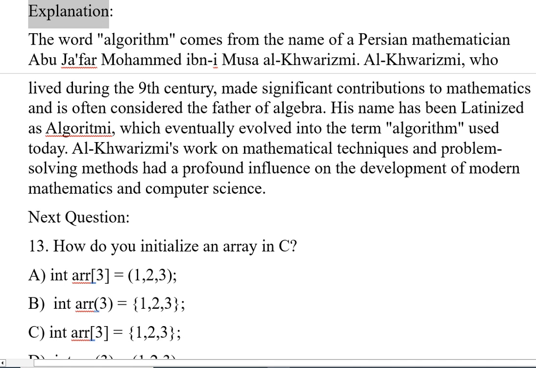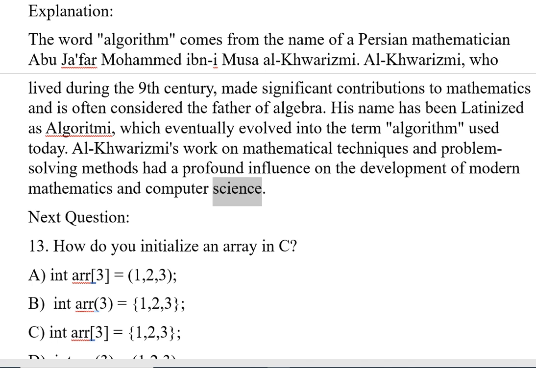Explanation. The word algorithm comes from the name of a Persian mathematician Abu Ja'far Muhammad ibn Musa al-Khwarizmi. Al-Khwarizmi, who lived during the 9th century, made significant contributions to mathematics and is often considered the father of algebra. His name has been Latinized as algorithmi, which eventually evolved into the term algorithm used today. Al-Khwarizmi's work on mathematical techniques and problem-solving methods had a profound influence on the development of modern mathematics and computer science.